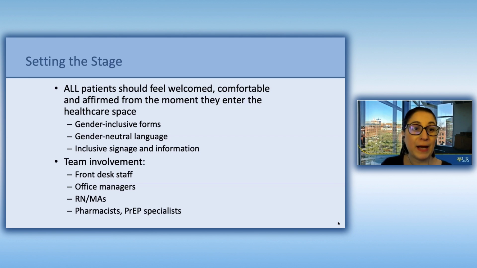And that can be done by many different people in many different ways. One way is using gender inclusive forms and signage, which I'll show you some examples about in a minute. Hiring diverse staff. So most of us serve a diverse population, and it's really nice to represent that population. Gender neutral language, and so really avoiding gendering people if you're not sure.